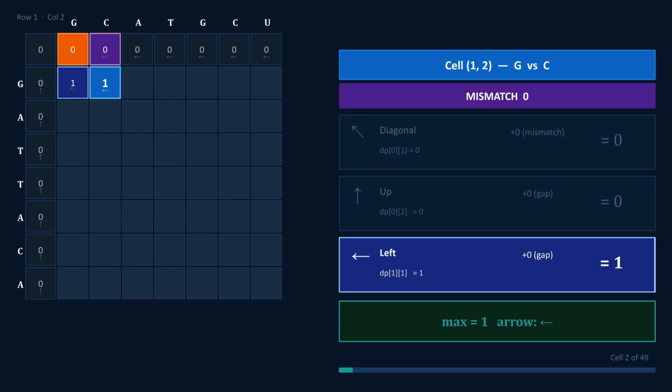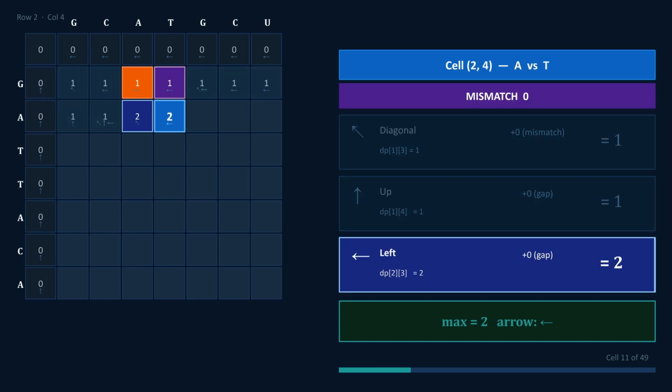Let's fill the first row. G versus G, match. Diagonal equals 0 plus 1, so the score is 1. G versus C, mismatch. Diagonal is 0, but left carries a 1. Score stays 1. The rest of the row fills the same way.